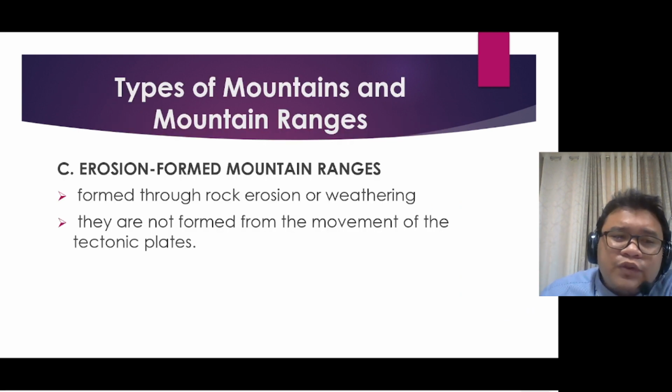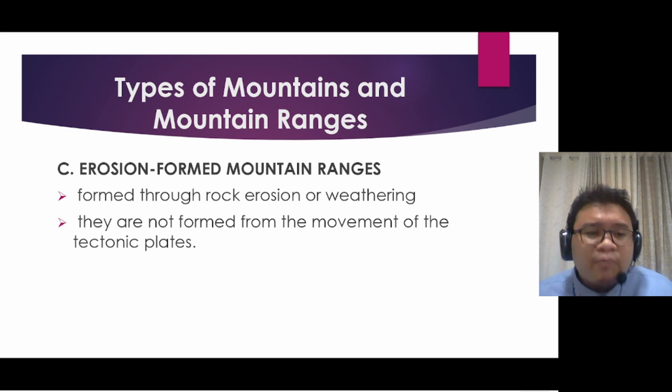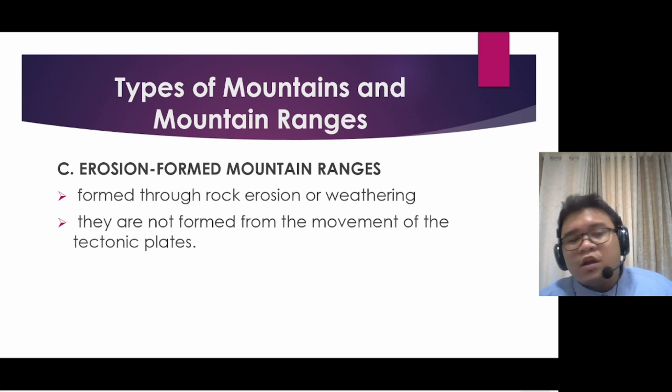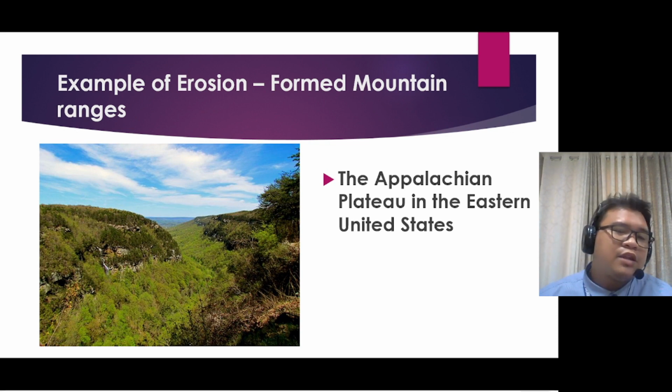Then, we also have some types of mountains which we call the erosion form mountain range. But this type of mountain range is not actually associated with the movement of plates, but they are just formed because of rock erosion and weathering. And a good example for this is the Appalachian Plateau in the eastern United States.